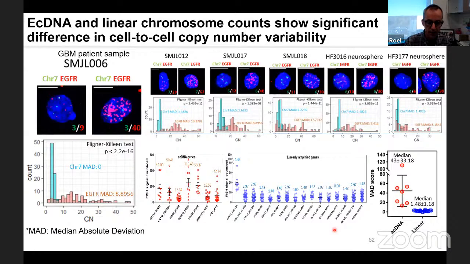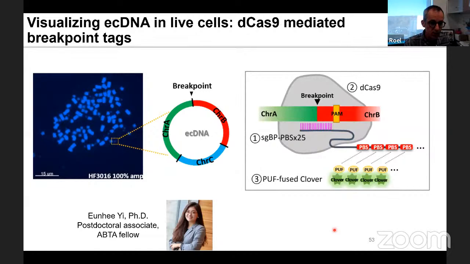So He Yi, who's a postdoc in the lab, who's actually on the faculty job market right now, decided to trace this heterogeneity in live cells. And to do so, she developed a dCas9-mediated tool to visualize ecDNA breakpoints. And this is called the ecTag system.